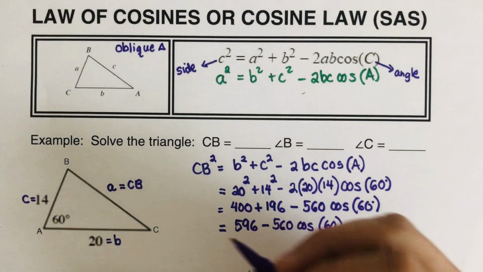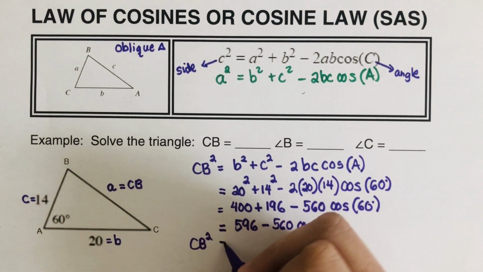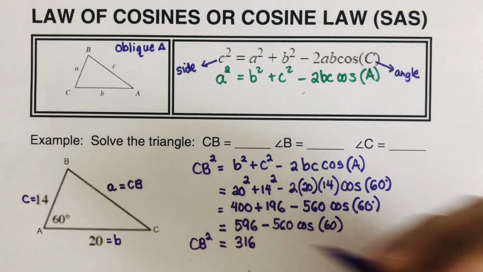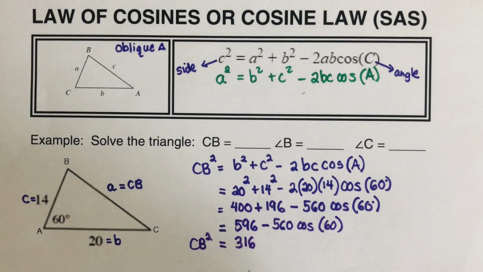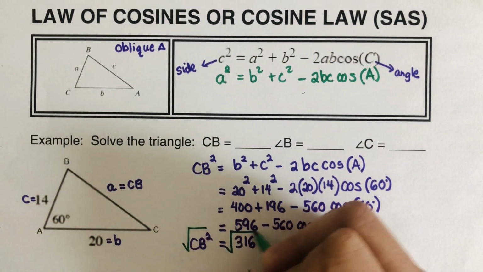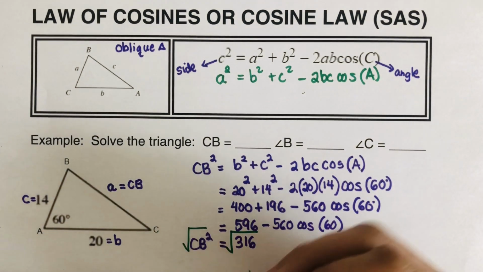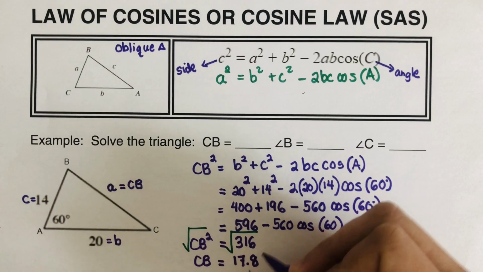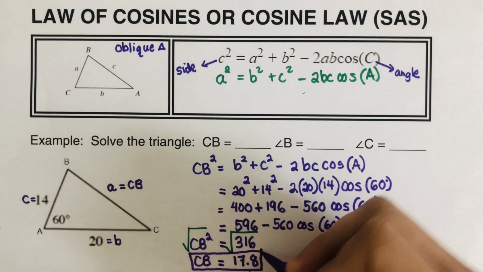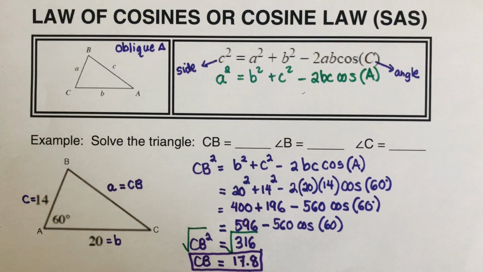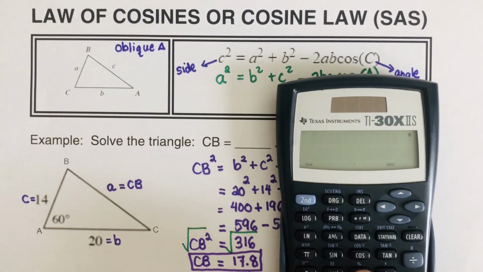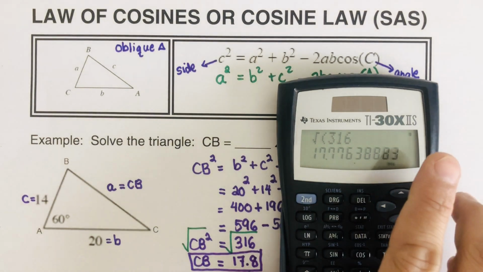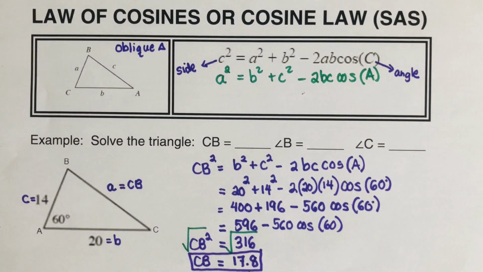So if you set this up on the calculator, our CB squared is actually 316. From here, we need to square root both sides so we can have CB by itself. So then our CB, if we use the calculator on this, CB is 17.8. I rounded it off. The square root of 316 is 17.8. Okay, so we are done with the first part of the triangle, CB.